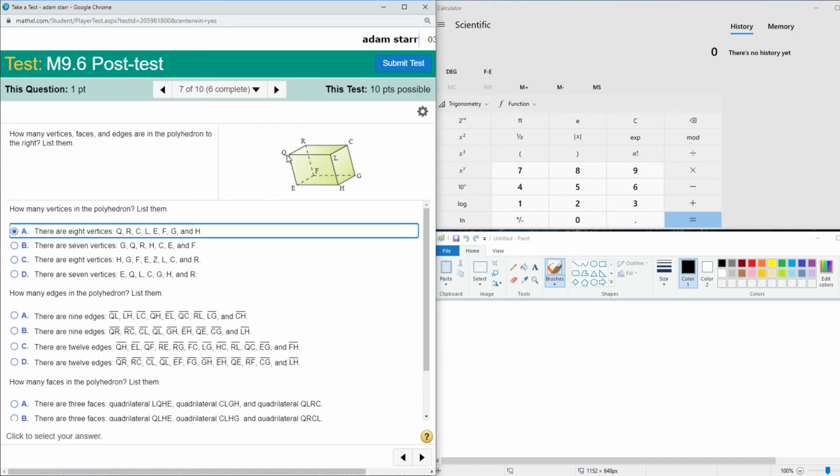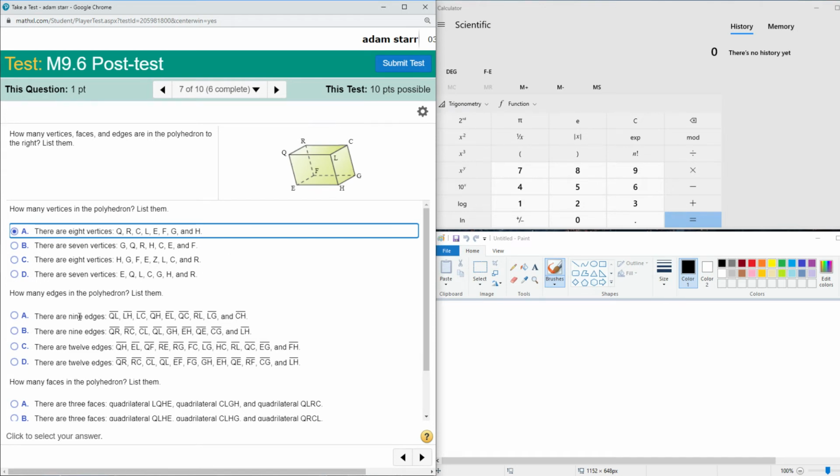So I have Q, I have R, I have C, I have L, I have E, I have F, I have G, I have H. So it is my choice A. They're all there. If I go to the other one with 8, there's going to be a letter in there that's not there. It looks like it's this Z. This letter Z is not a vertex of my figure.